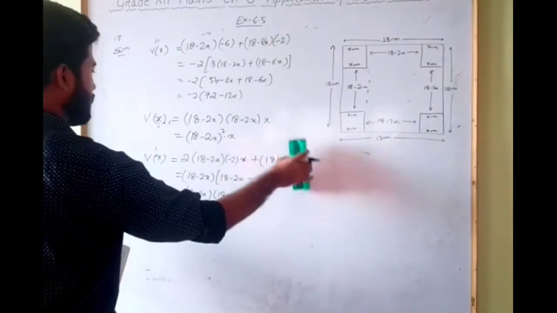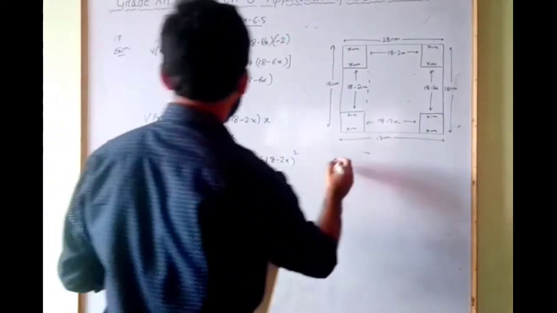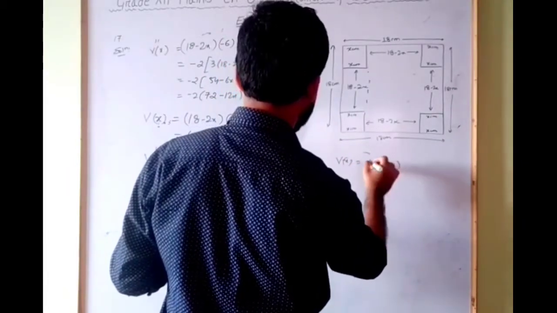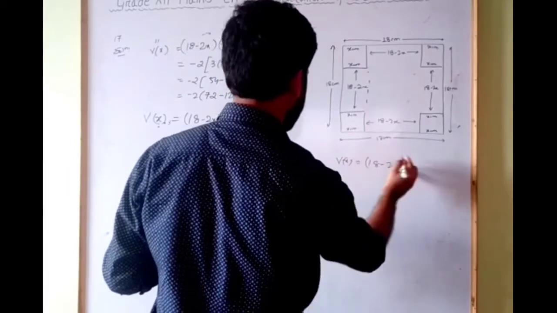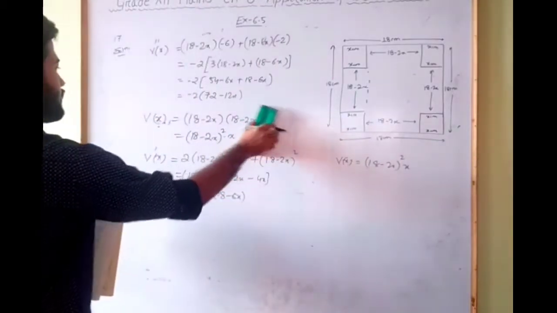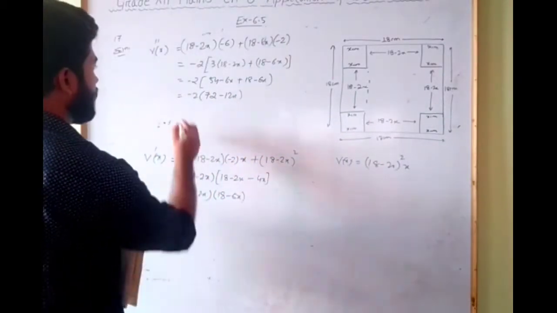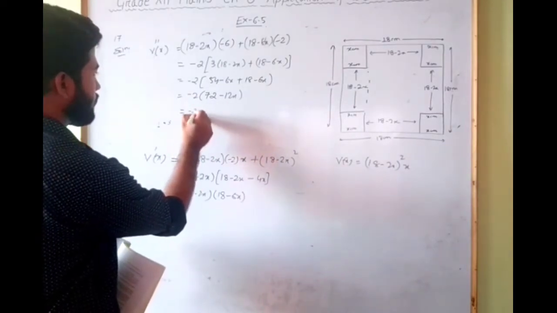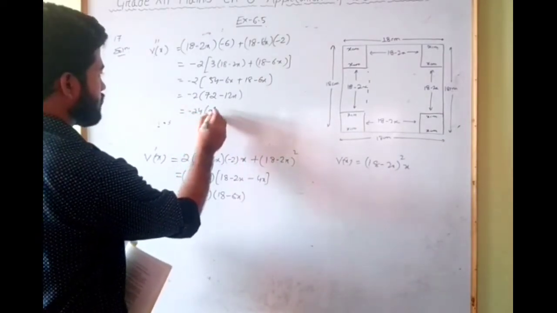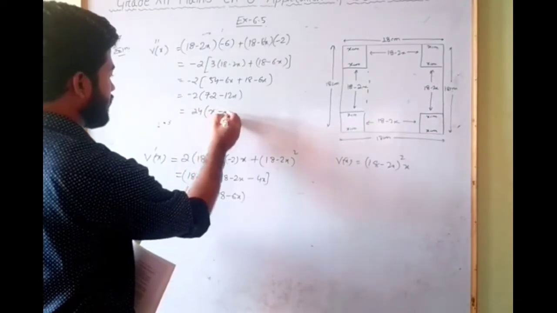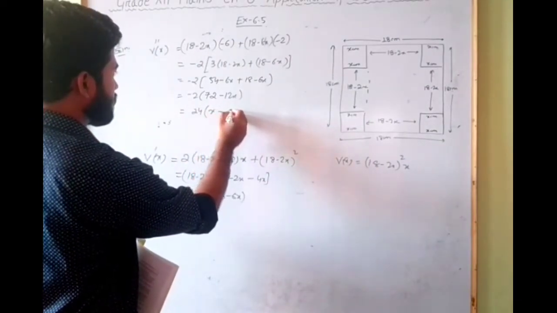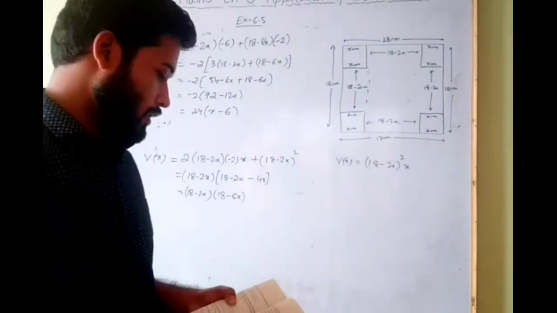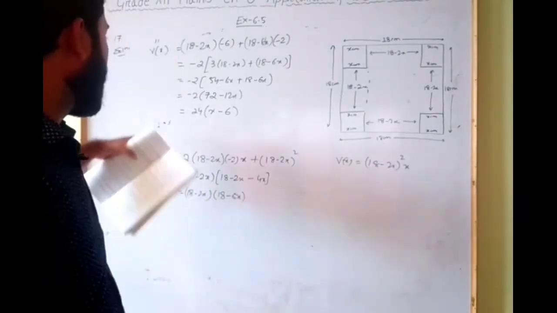So just keep the v of x here. Let me write it. V of x will be equal to 18 minus 2x whole square into x. So this is our v of x here. I am keeping it here. And thus this gives us, let's take the 12 out, it will be minus 24 into x minus 6. Okay, fine. So we have got the first derivative and second derivative.